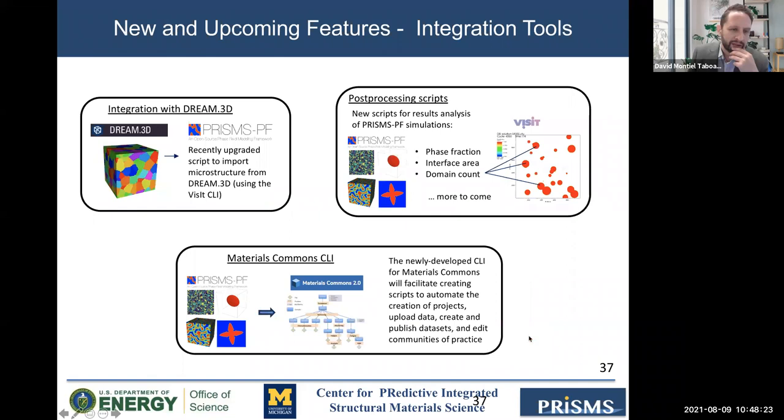Another recent and upcoming feature is integration tools, which help integrate PRISMS-PF with other computational packages. We have integration with Dream3D, where the scripts to import microstructure were recently upgraded. We also have post-processing scripts for results analysis. So, for instance, if you get your output files, you can just use these scripts to right away calculate, say, phase fraction, interfacial area, total interfacial area, the domain counts, and then there's more to come.